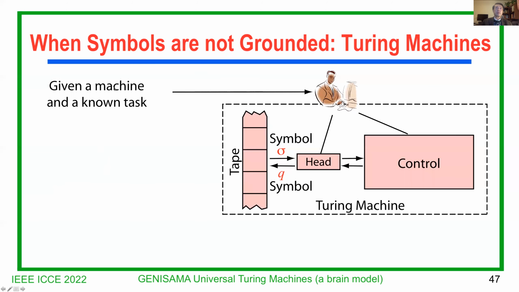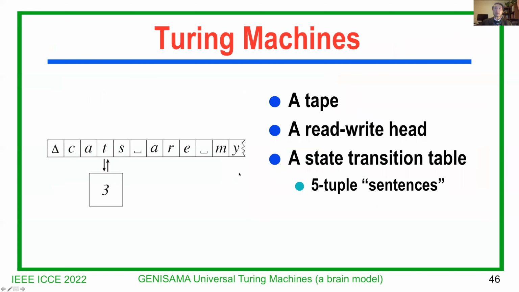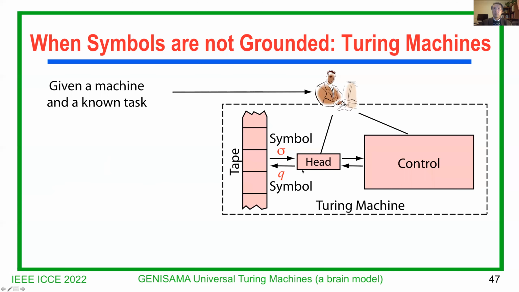And given a machine and a known task, a human will program that Turing machine. They will define the input tapes and define the transition table. For each possible input in the alphabet, we decide which entry to enter, what the action is, and what the head motion is. So you can see the input sigma and output Q, for example, and then the control. Basically, it's task specific.